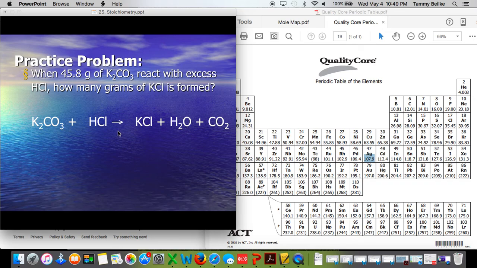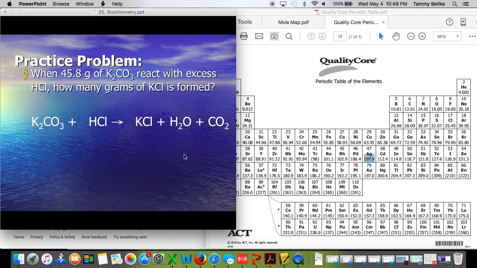So we've got some extra information in here. We see 45.8 grams of K2CO3. Well, that's one of our reactants here. It says with excess hydrochloric acid. That just means there's so much of it we don't really even have to worry about it. This is not going to limit our reaction at all. It's going to react and form how many grams of KCl?